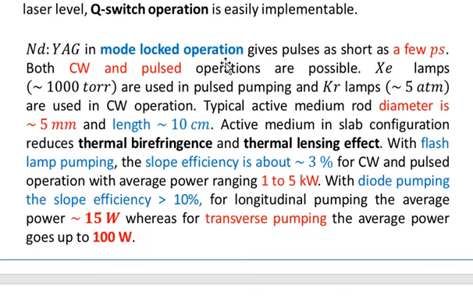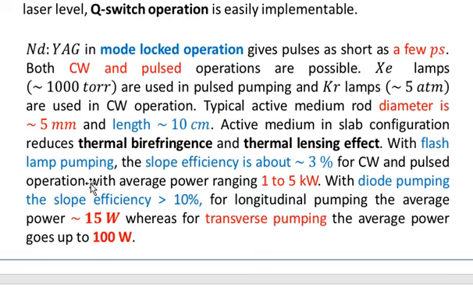Nd-YAG laser in mode locked operation gives pulses as short as a few picoseconds. Both CW, that is the continuous wave, and pulsed operations are possible. Xenon lamps with a pressure of 1000 torr are used in pulsed pumping, and krypton lamps with a pressure of 5 atmosphere are used in CW operation. Typical active medium rod diameter is of the order of 5 millimeter and length of the order of 10 centimeter. Active medium in slab configuration reduces thermal birefringence and thermal lensing effect. These two things have been discussed in some previous slides.